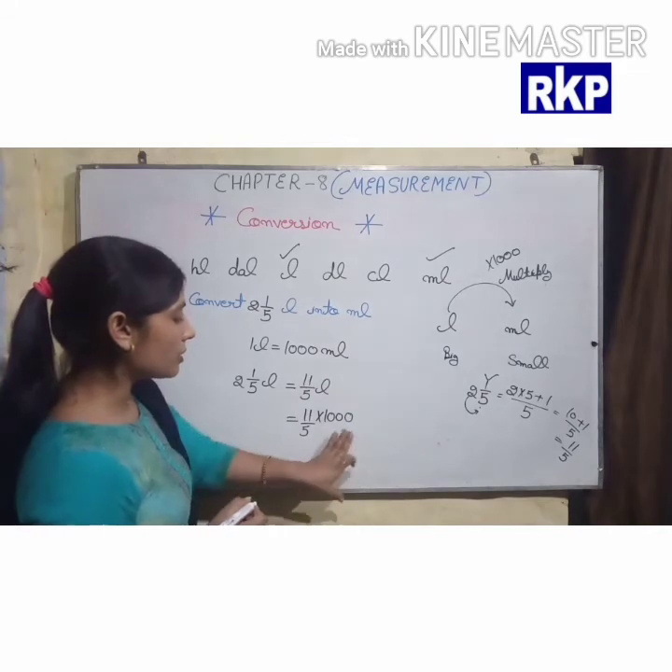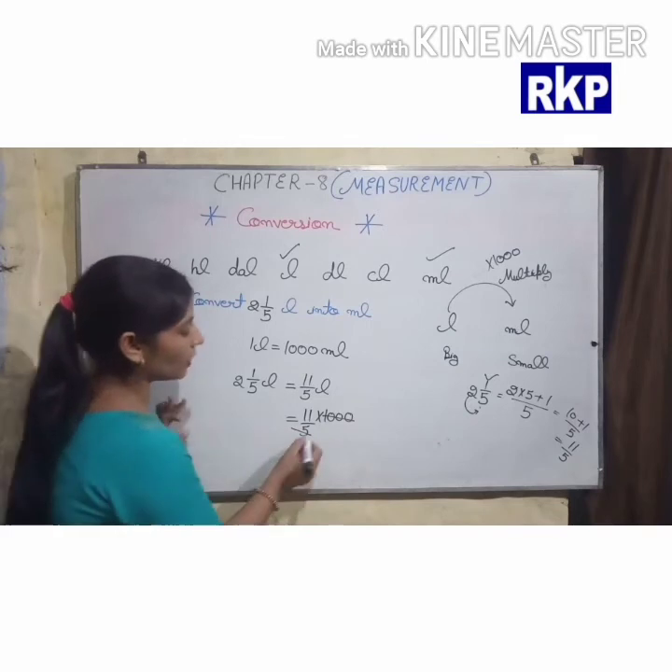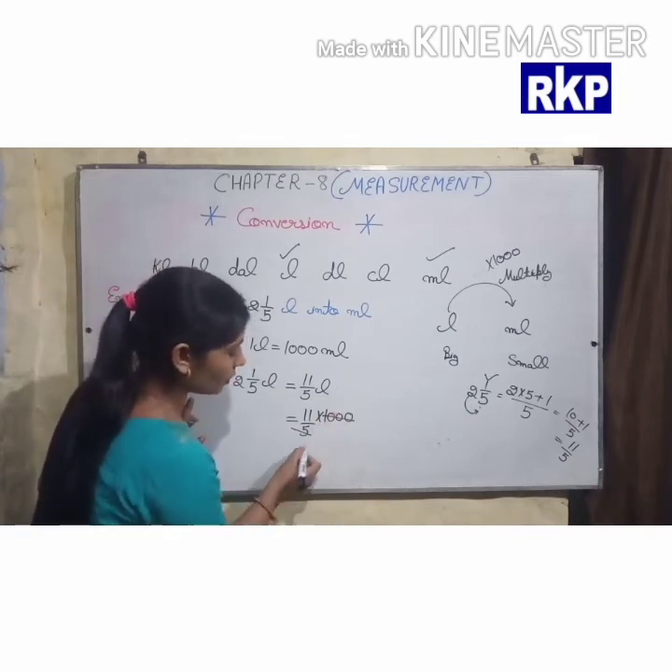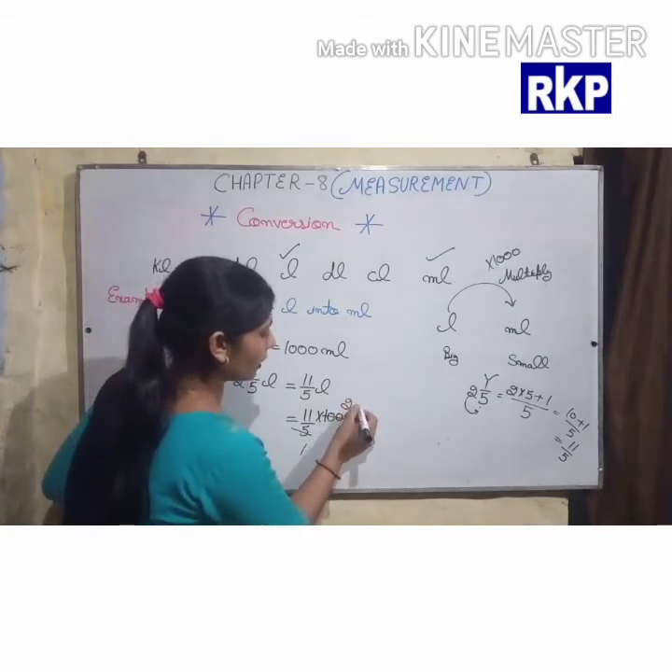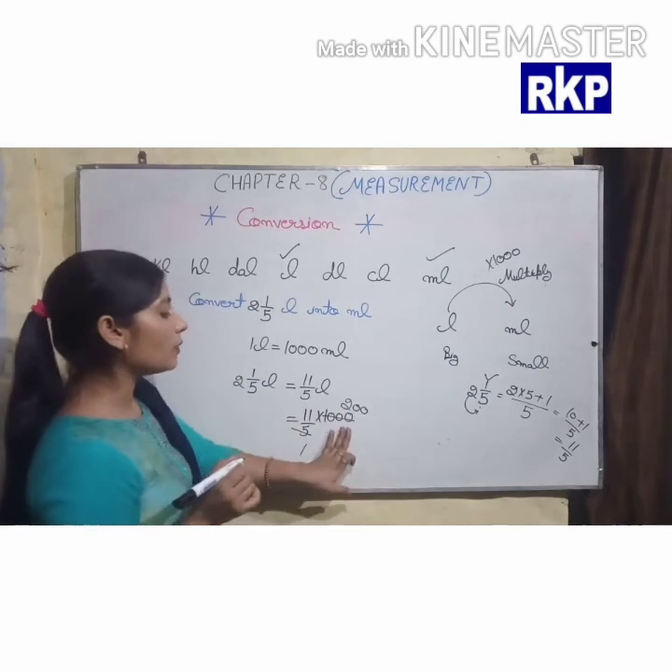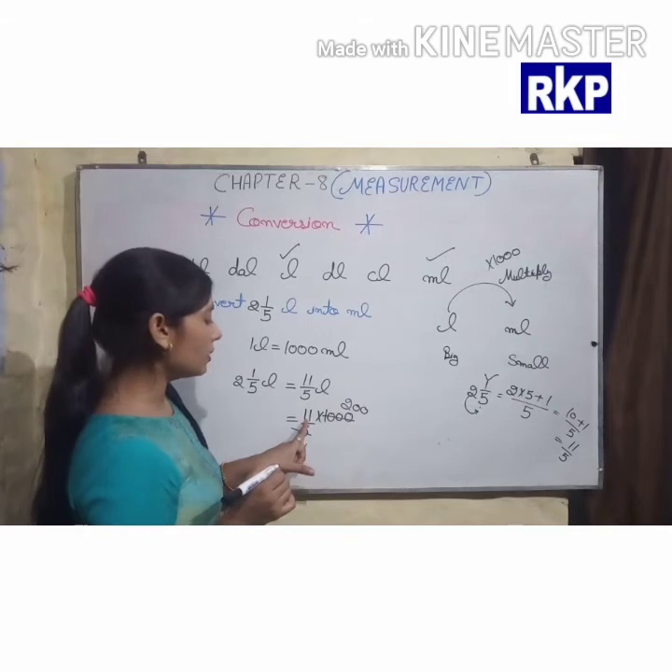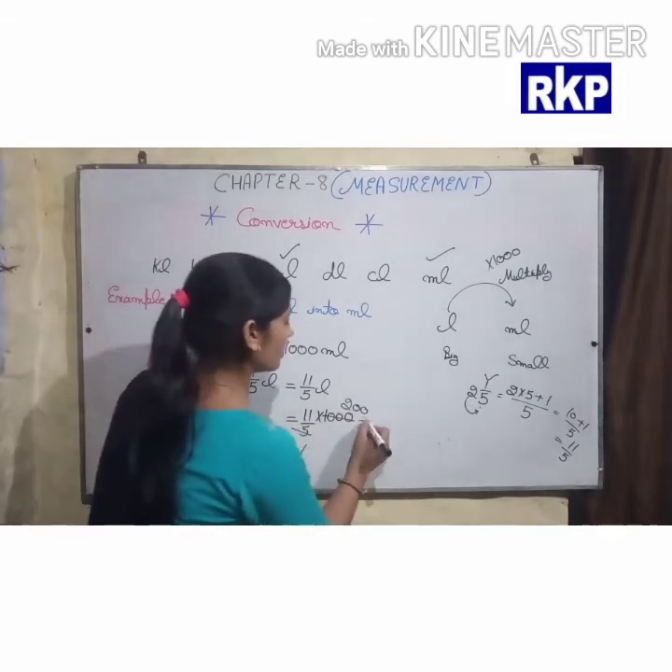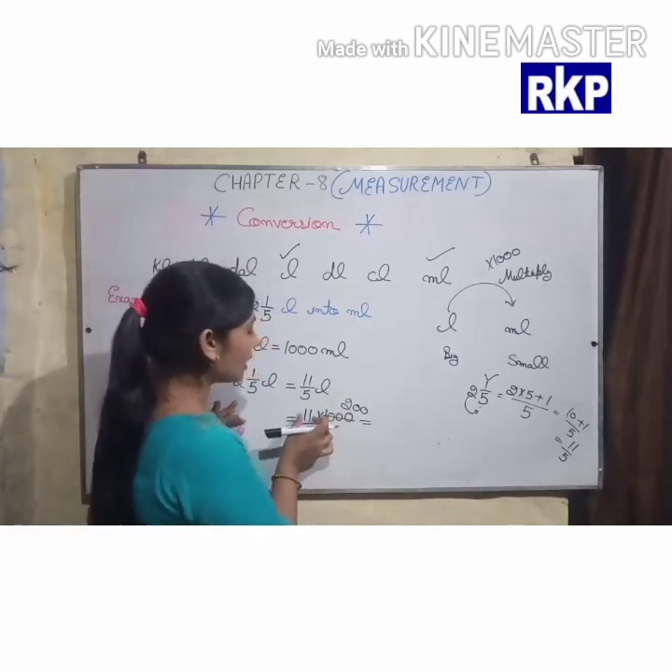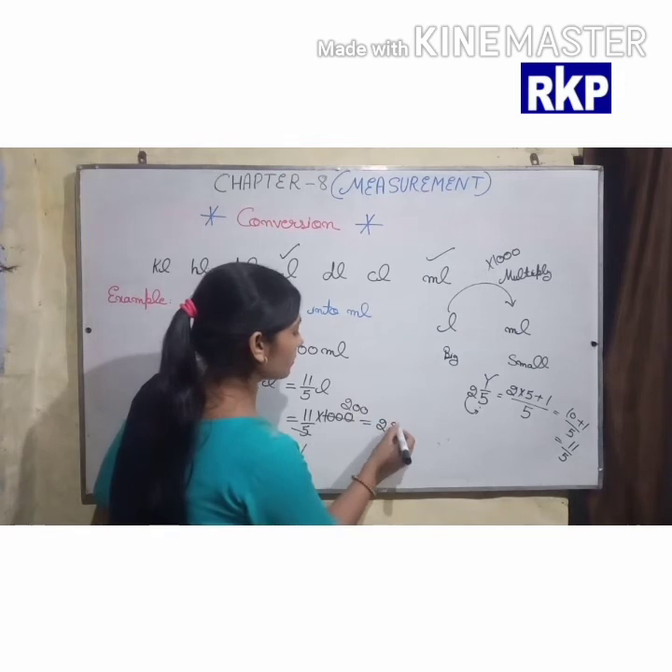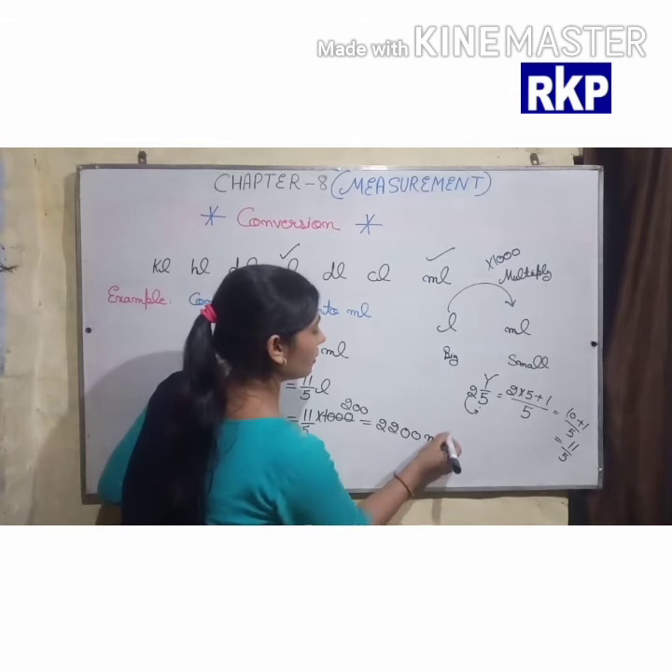So now beta here we can see 1000 by 5. Both are divisible by 5. So we can cancel this with 5 and this also. 5 ones are 5, and here 5 twos are 10, 5 zeros are 0, 0. Means when we divide 1000 by 5 then we get 200. Now we have 11 and 200 as a numerator. So now we have to multiply 11 with 200. And when we multiply 11 with 200 we get 2200 milliliters.